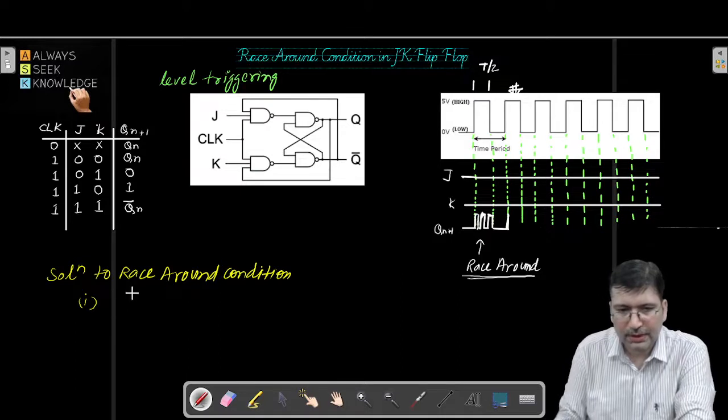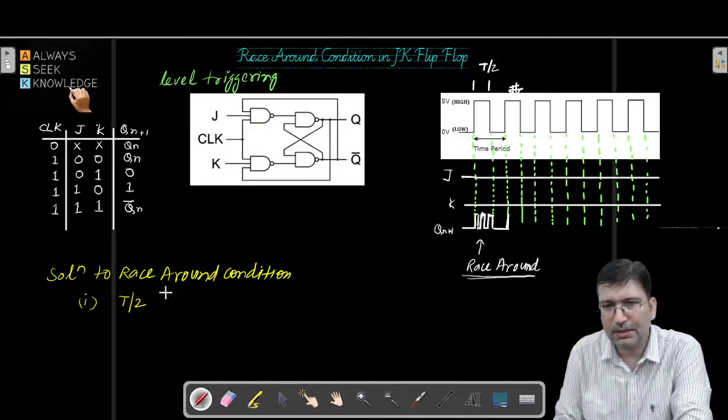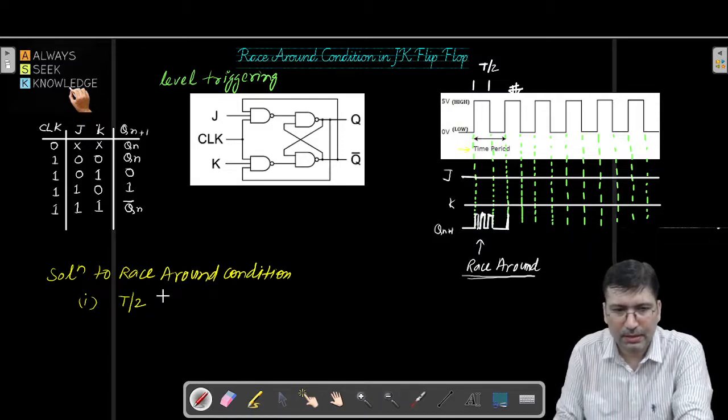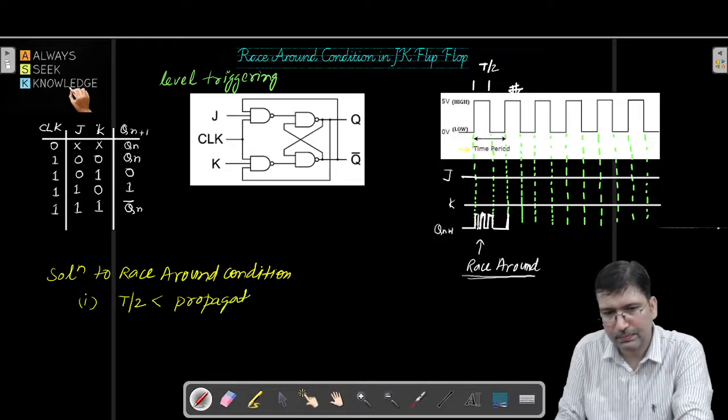So the very first condition is when T divided by 2, what is T? T is the time period. So here it is mentioned time period. It should be less than the propagation delay of the gate. Right?